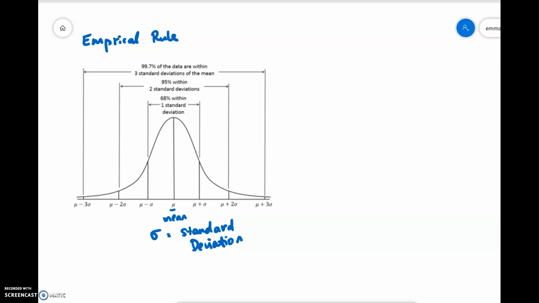And to be able to label our x's, we put the mean in the center, adding 1 standard deviation, adding 2 standard deviations, adding 3 standard deviations, and subtracting 1 standard deviation on the other side, subtracting 2 standard deviations, and subtracting 3 standard deviations. And according to the empirical rule, we know 68% of the data is within 1 standard deviation, 95% is within 2 standard deviations, and 99.7% is within 3 standard deviations.